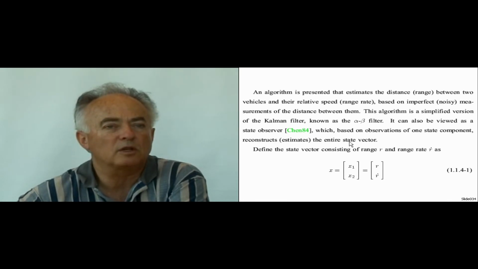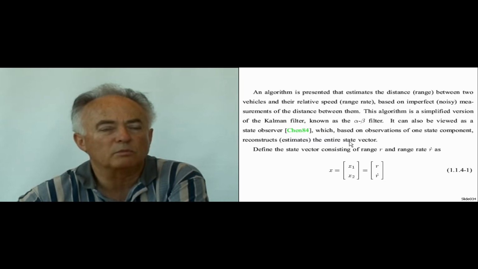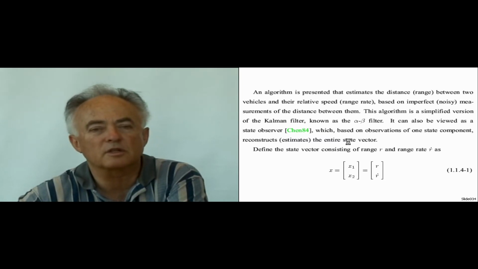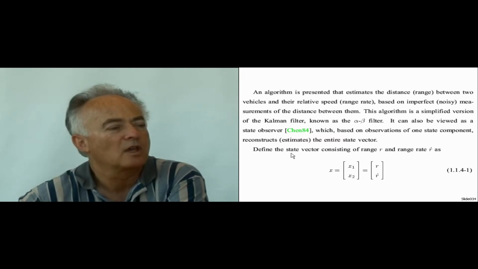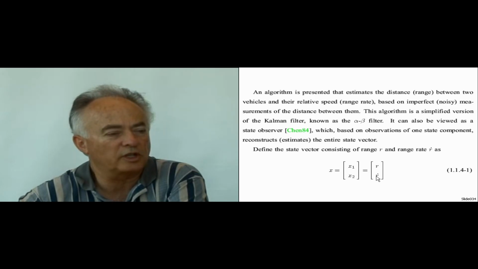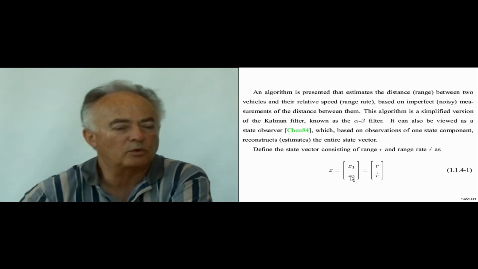So really, it is a connection between deterministic linear system theory and stochastic systems. You can see it in this way. We define the state vector consisting of range and range rate. The vector is x, first component x1, second component x2.